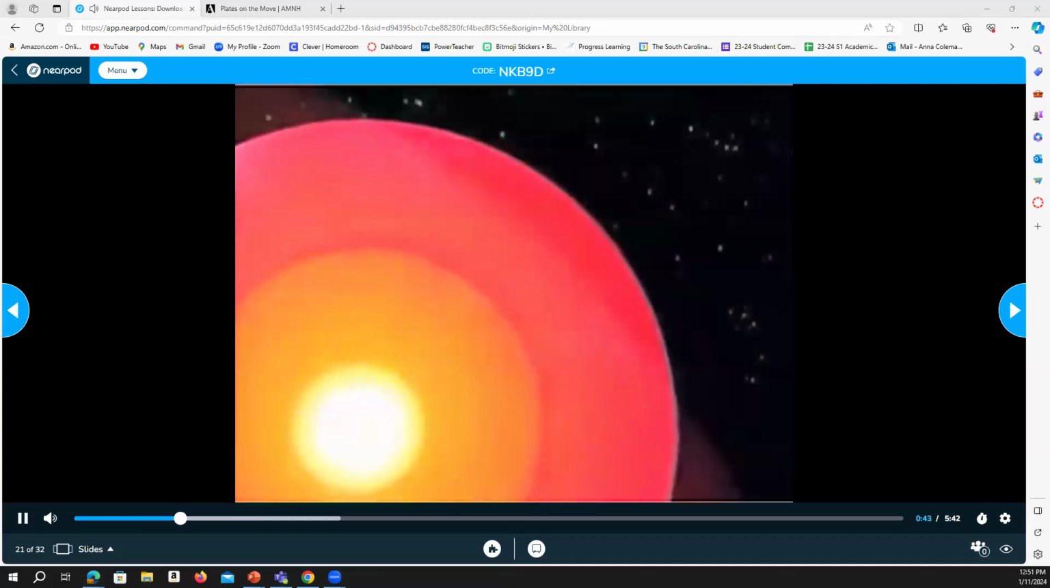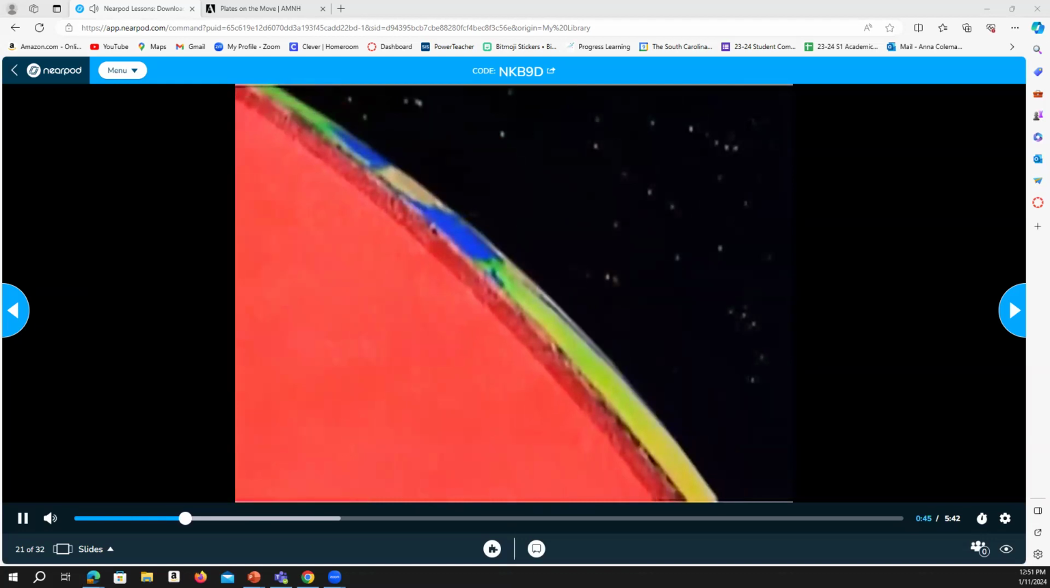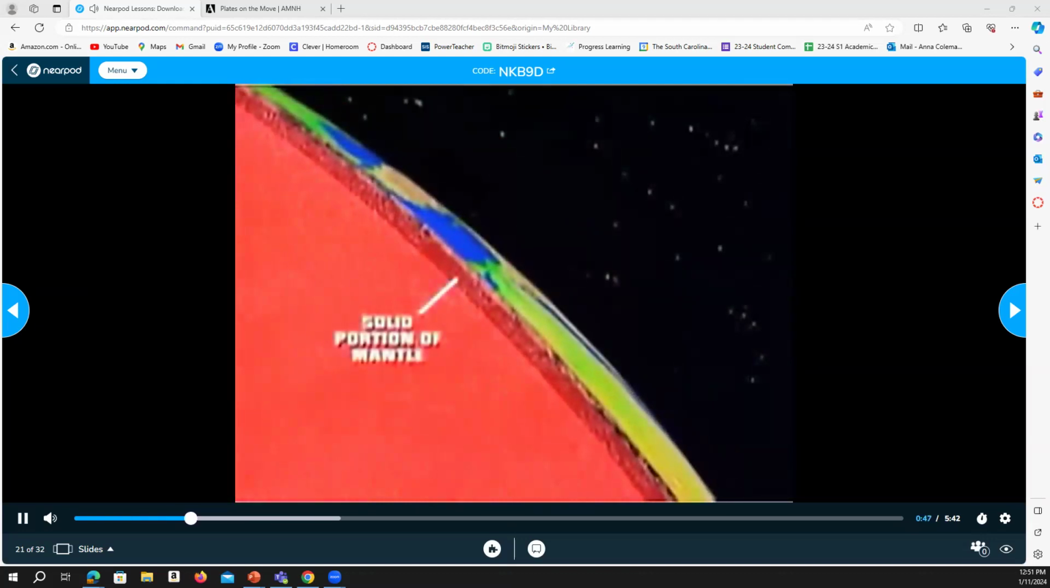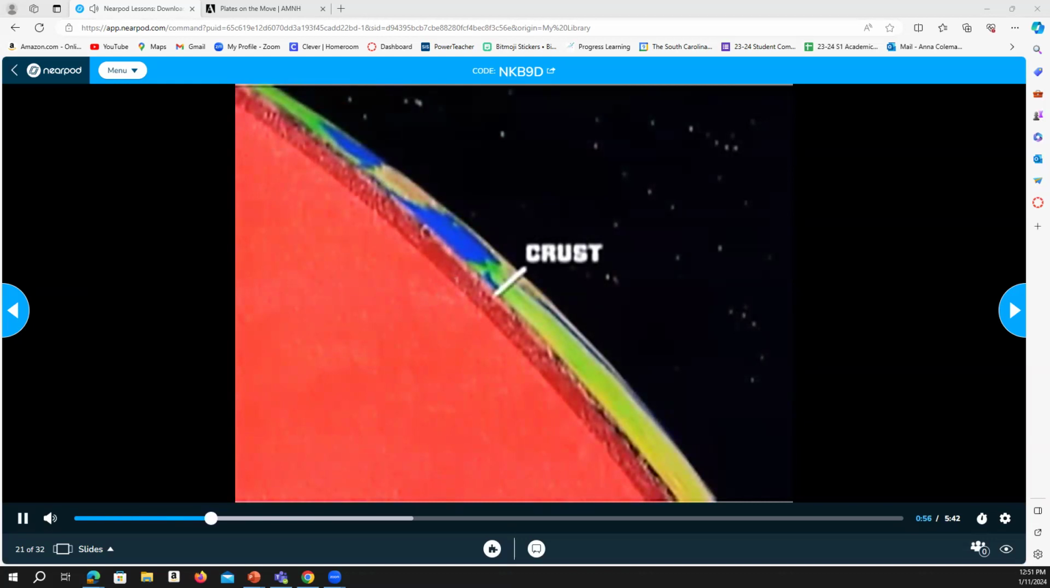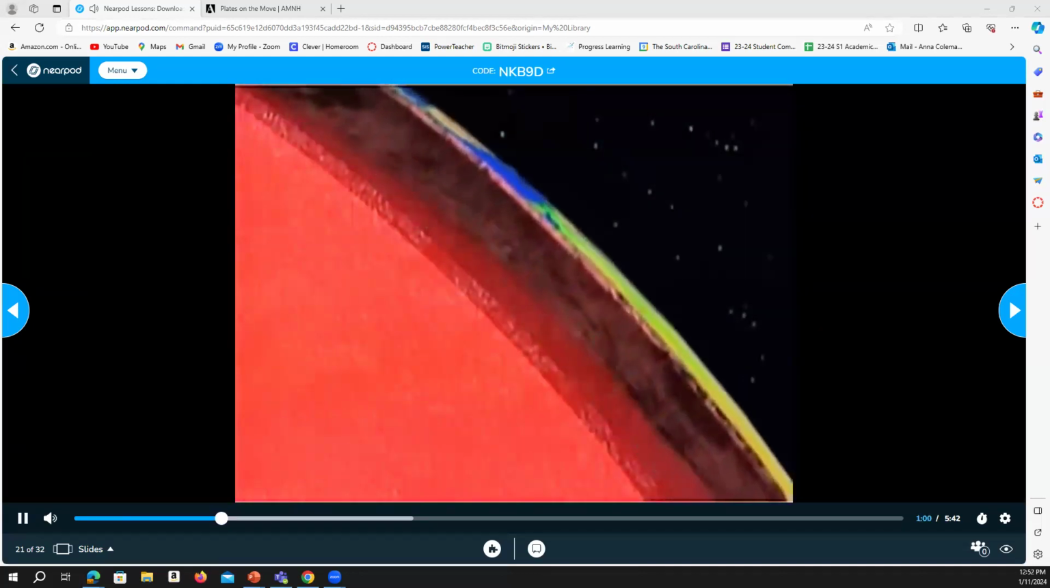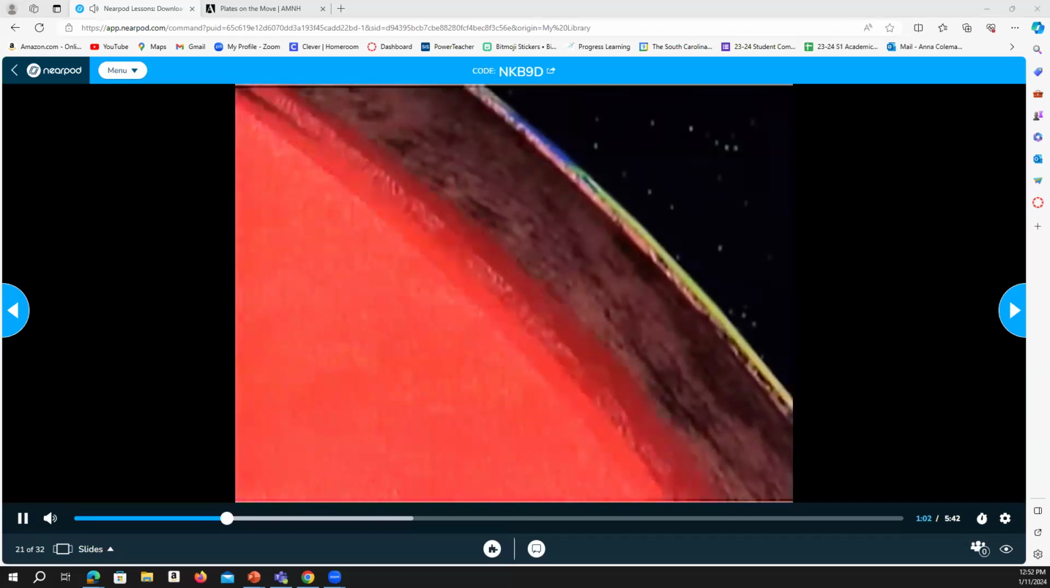The mantle's outermost portion is solid. This is the solid outer portion of the mantle. Above this is the outermost layer of the Earth, the crust. Together, the crust and solid outer portion of the mantle form the Earth's outer shell. They are referred to as the lithosphere.